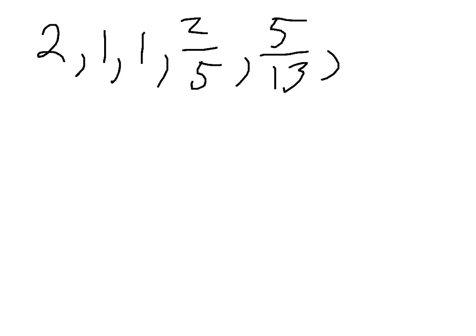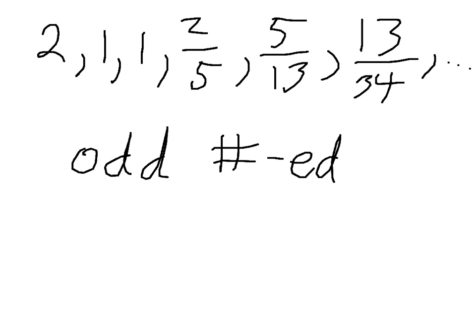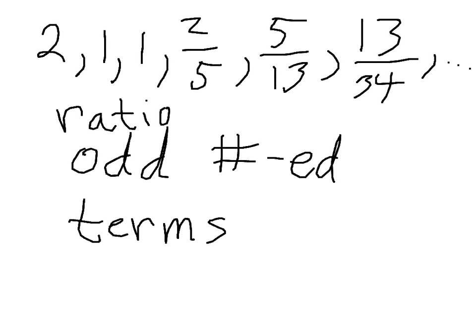You get 2, 1, 2/5, 5/13, 13/34, and so on, and you realize these are the odd numbered terms from the Fibonacci sequence. Or rather, this is the ratio of the odd numbered terms from Fibonacci.